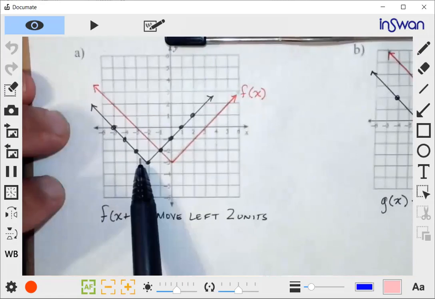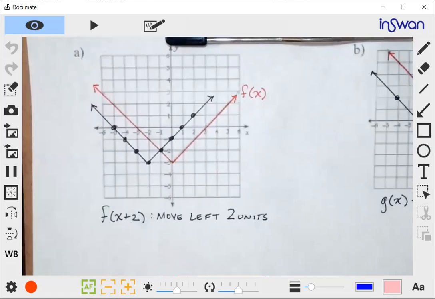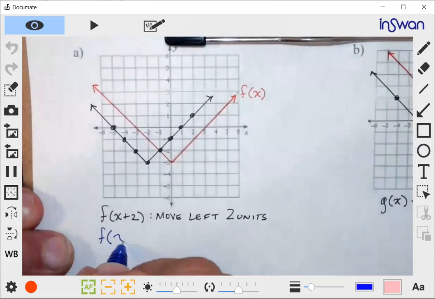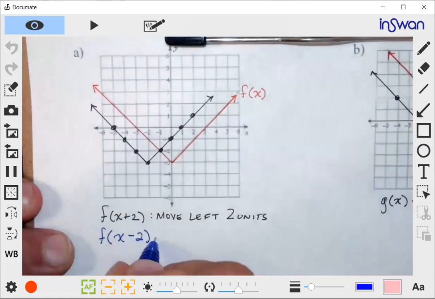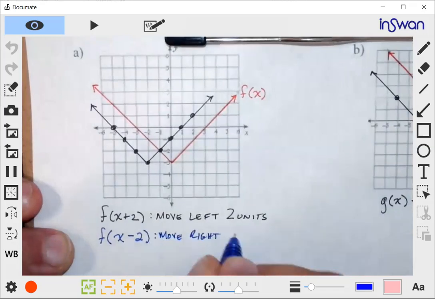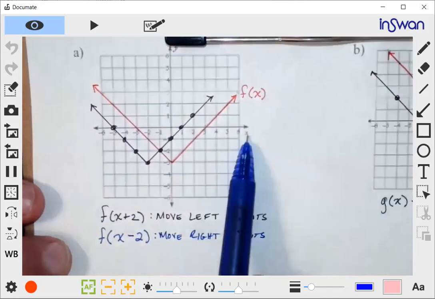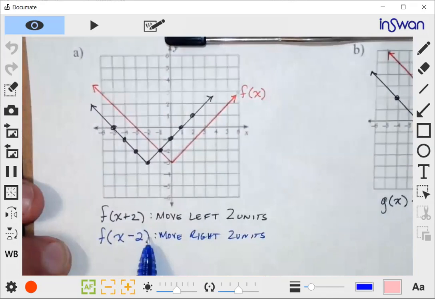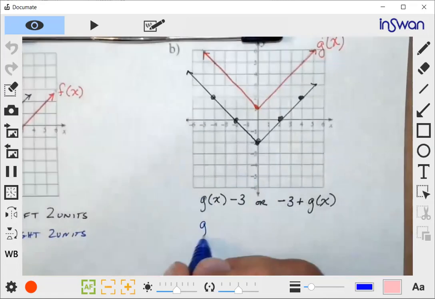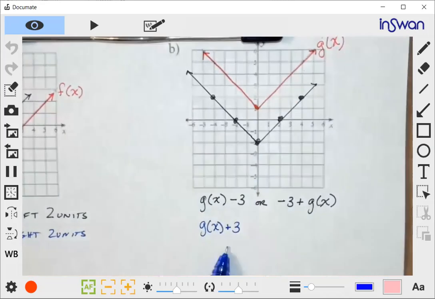And notice the distinction about moving down or moving up as compared to moving to the left, right? To move to the left, I would have to do f of x plus 2. And if I wanted to move to the right, that would be f of x minus 2 to move right 2 units, right? So if I wanted to take this function and move it to the right, this is what it would look like. And if I wanted to take my function and move it upwards, right, this is what I would have for moving upwards, okay?